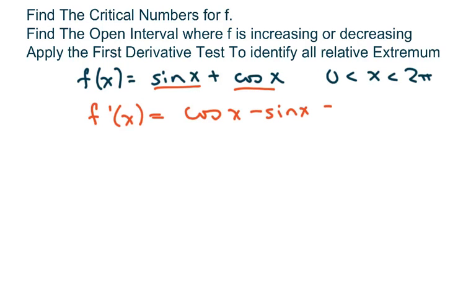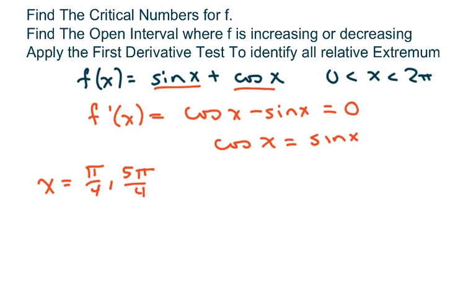Now to find the critical numbers, you set this to 0. Basically, you get cosine of x equals sine of x. You either know what those values are, for example, we know that they're the same at pi over 4 and 5 pi over 4. You can do it that way, or you could divide both sides by cosine, and that would say 1 equals tan of x. You can glean the critical numbers from that. So those are our two critical numbers.